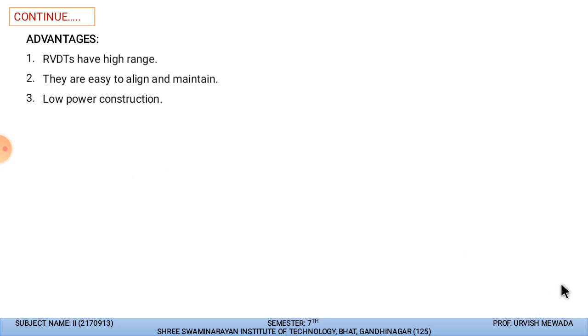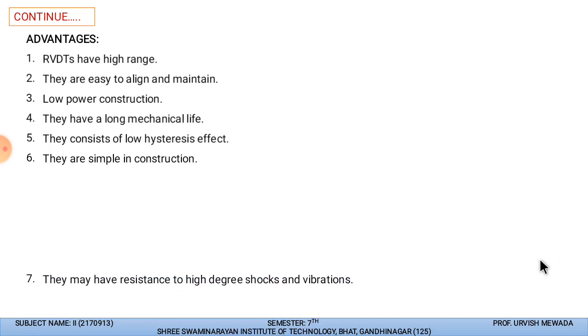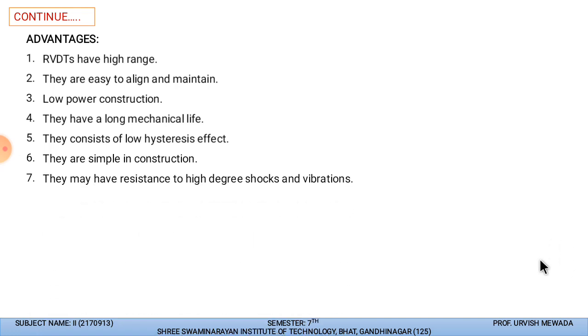And low power consumption, they have a long mechanical life, because only the core is rotating, the rest of the part is steady. So they have a long mechanical life, and they have a low hysteresis effect, because we use good silicon steel and dynamo steel material for the core, then the hysteresis effect is less. And they are simple in construction, because we only have two windings, primary and secondary, and the core motion.